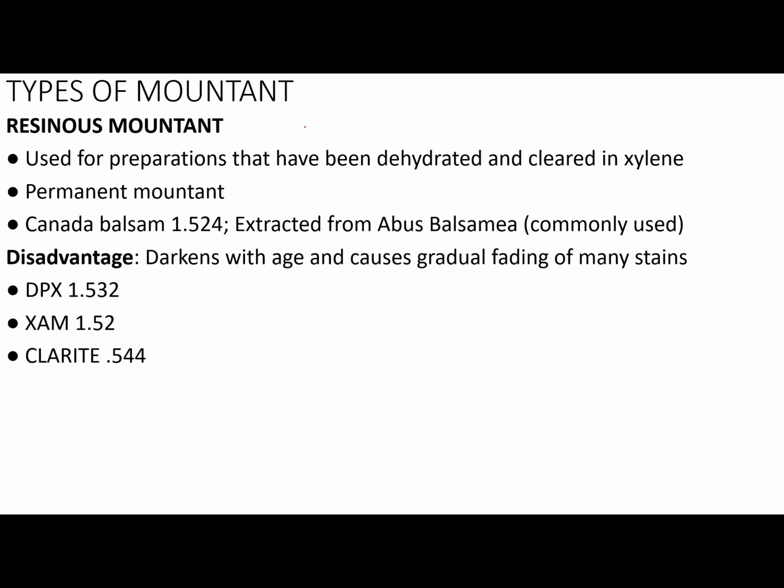Now let's talk about the types of mountant. We have the resinous mountant, used for preparations that have been dehydrated and cleared in xylene. This is considered a permanent mountant. An example here is Canada balsam, which has a refractive index of 1.524, extracted from Abies balsamea. This is the one commonly used. Its disadvantage, class, is that it darkens with age and causes gradual fading of many stains.